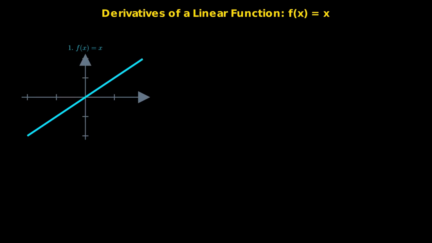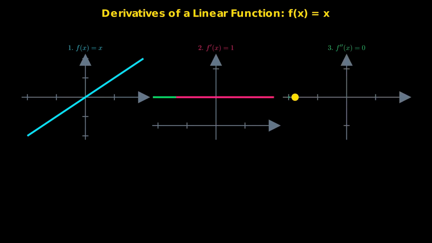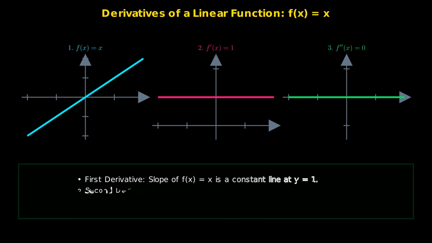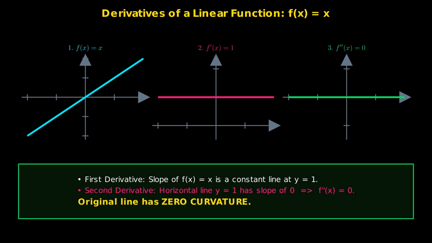1. For f of x equals x. First derivative, the slope of f of x equals x is a constant line at 1, y equals 1. Second derivative, if you graph the line y equals 1, it is completely flat and horizontal. A horizontal line has a slope of 0. Therefore, the slope of the first derivative graph is 0. The original line has 0 curvature.